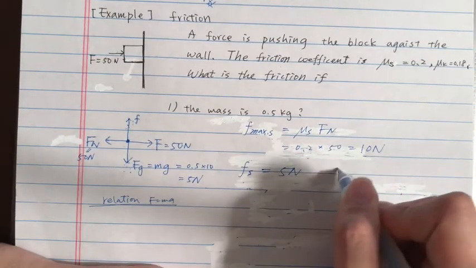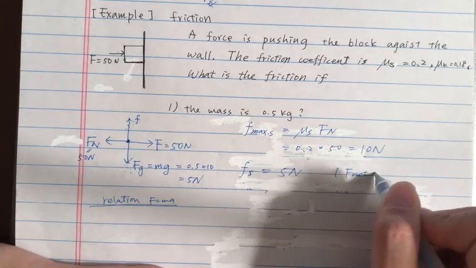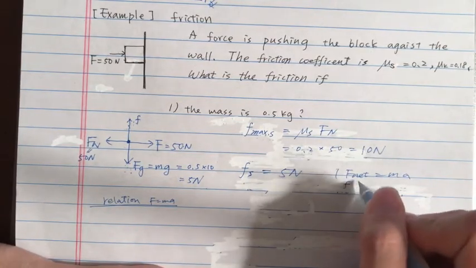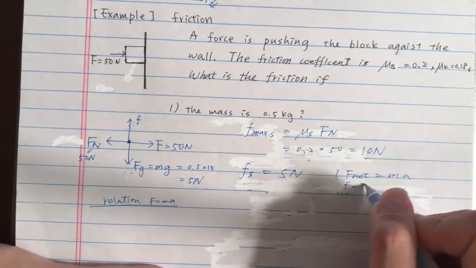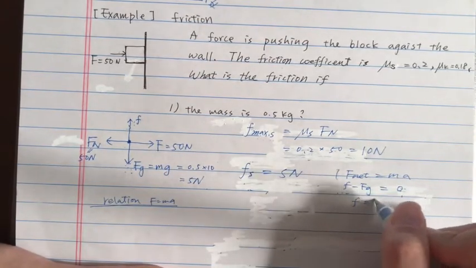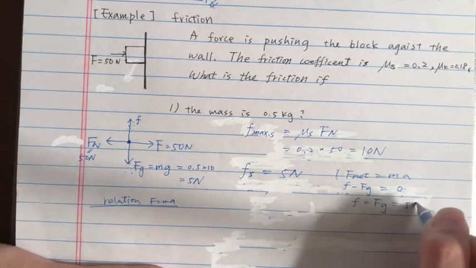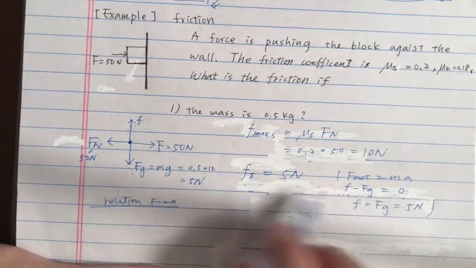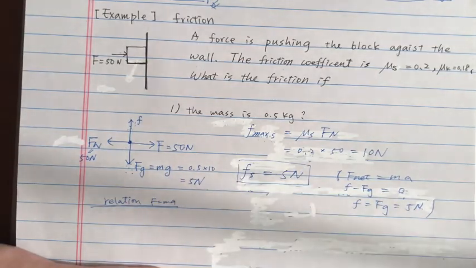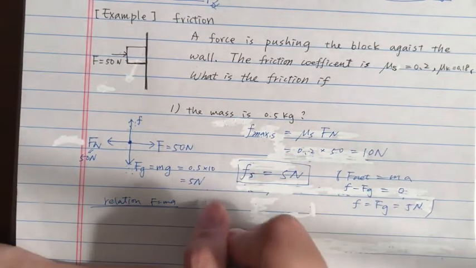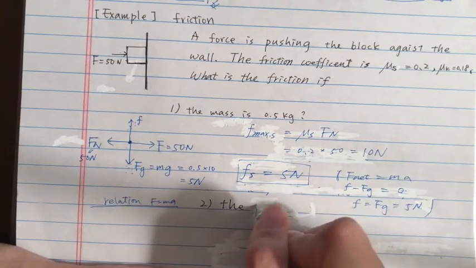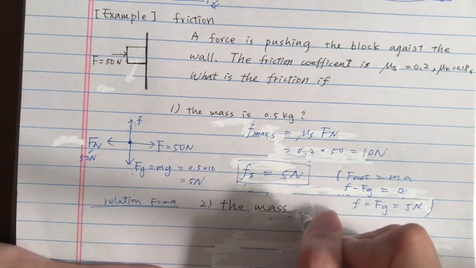I am using F net equals to ma, if you're not following here. And F net is F minus Fg, and it's not moving, so it's 0, so F equals Fg equals 5 Newtons. All right, so this is where I get it from. If this is still somewhat confusing, let's look at another case.